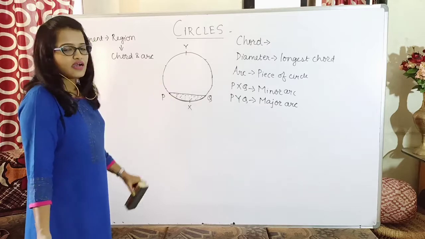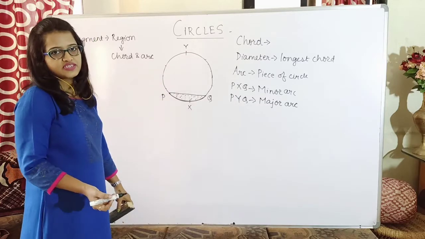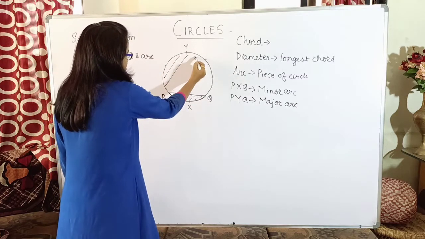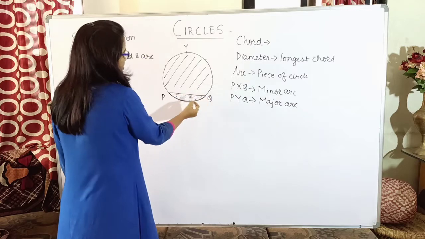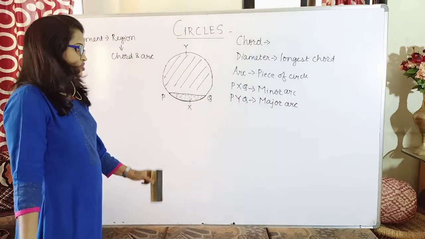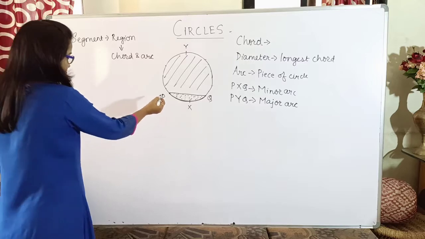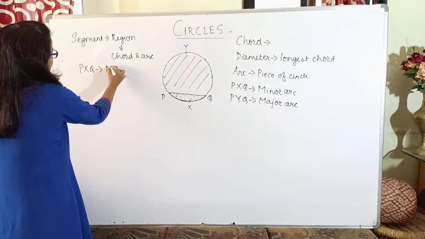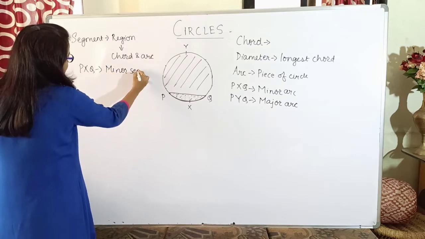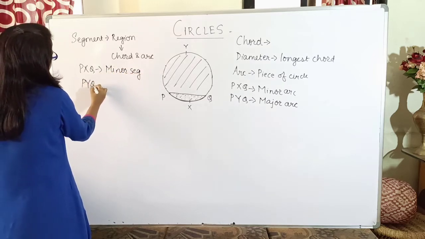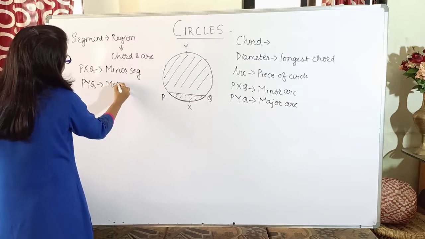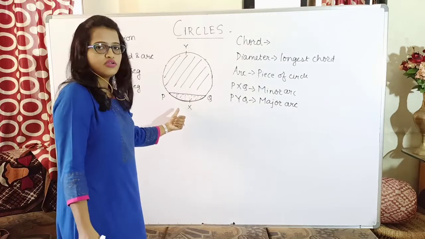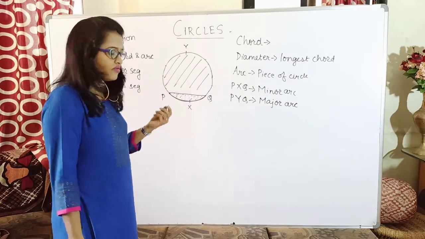Now as arc, even there are two segments, major segment and minor segment, because if you consider on the other side, this is also the region which is covered between the arc and the chord. Okay, so similarly I can say PXQ is a minor segment, whereas PYQ is a major segment. Again, depending upon the area covered. Here the area covered is small, so minor. Here the area covered is big, so major segment.